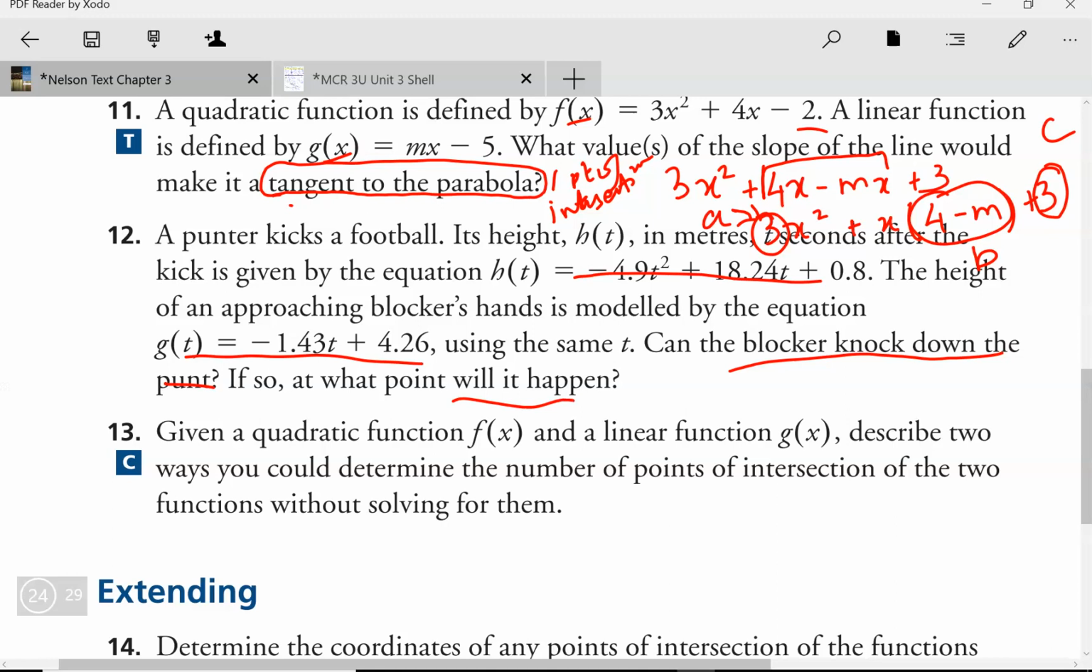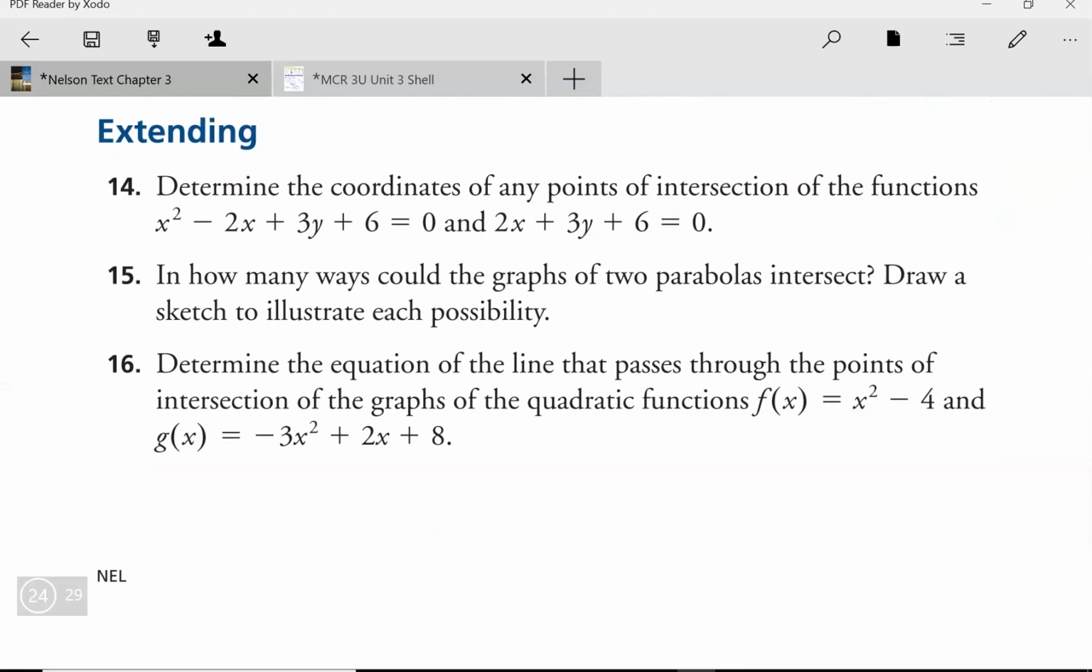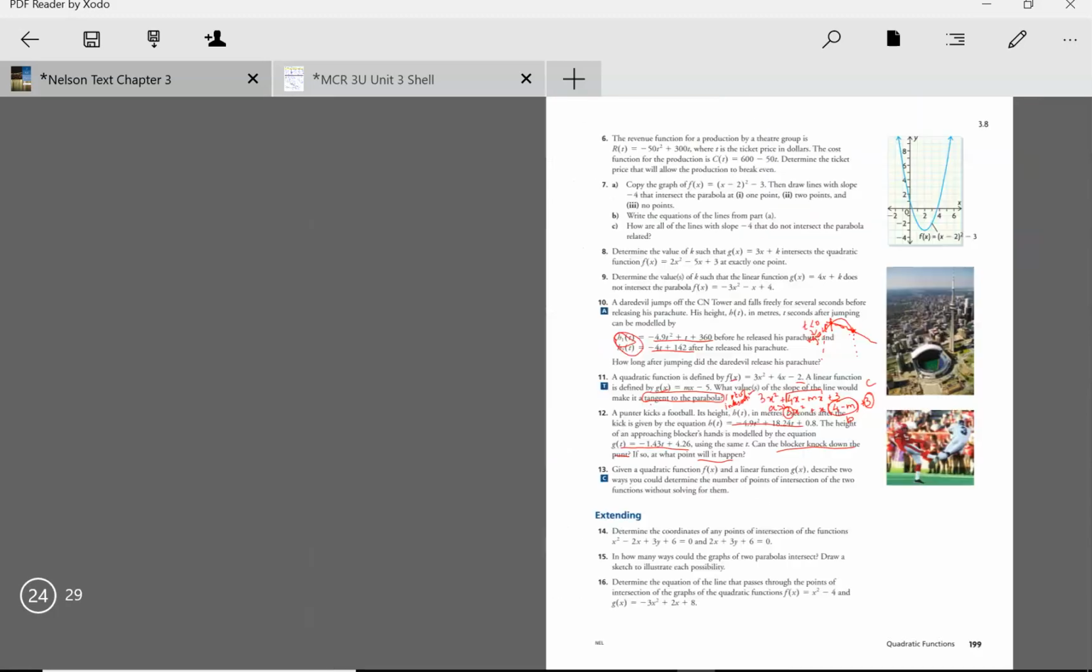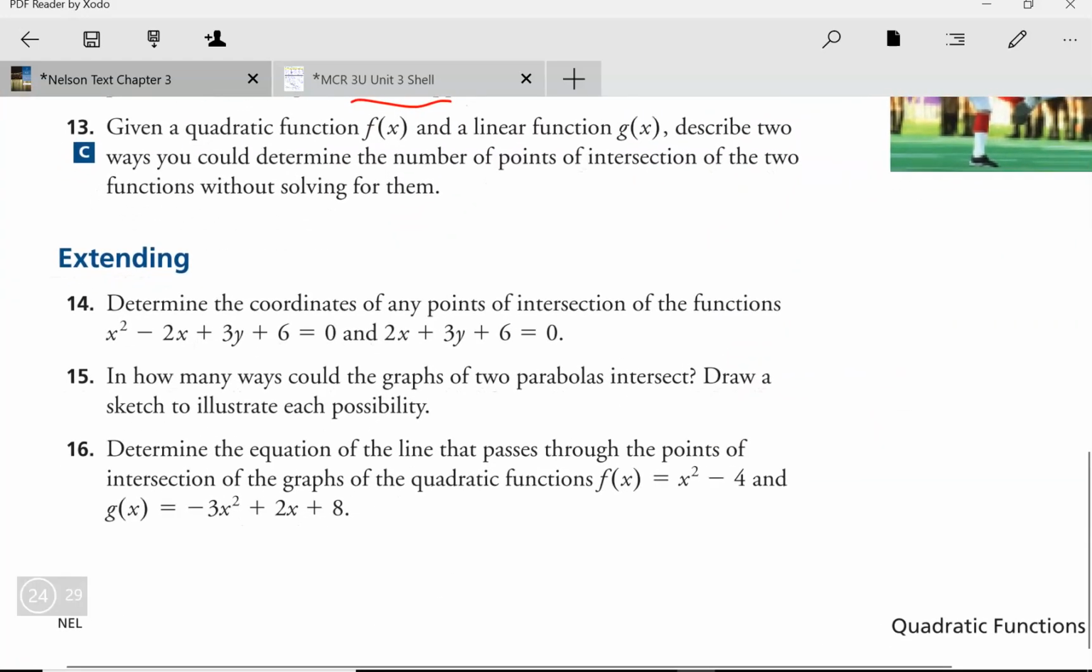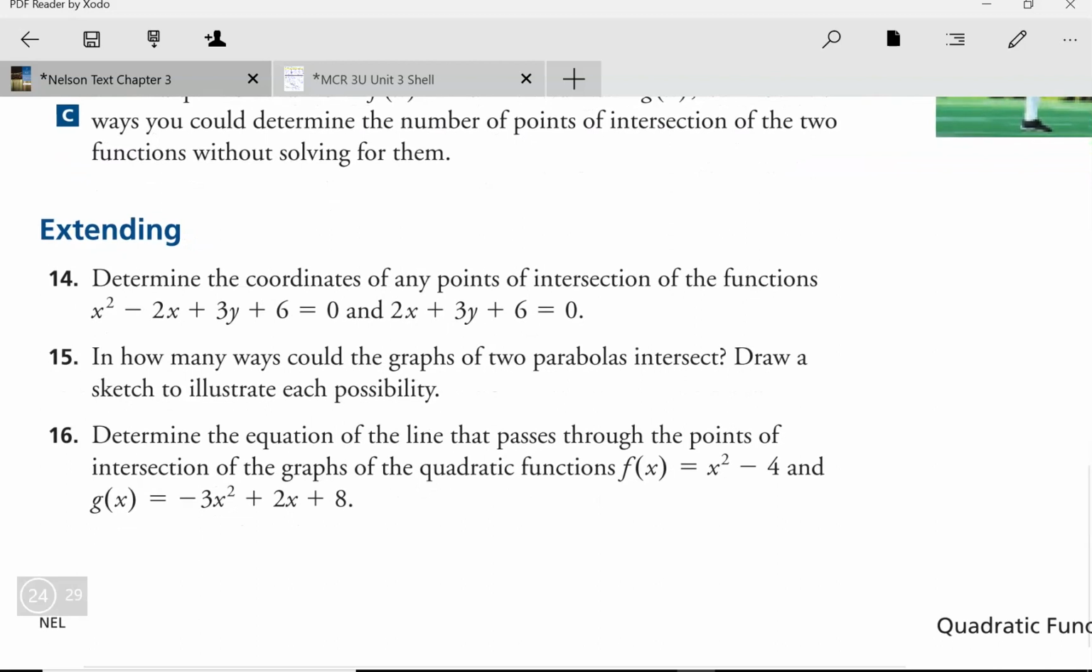You have to solve this anyway, so you might as well use the quadratic formula to solve that. So that's that. What else do we have to do? Oh, just 14. Determine the coordinates of any points of intersection of these two funny looking functions.